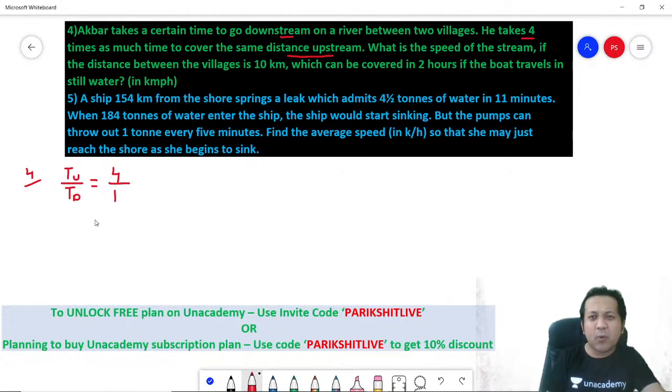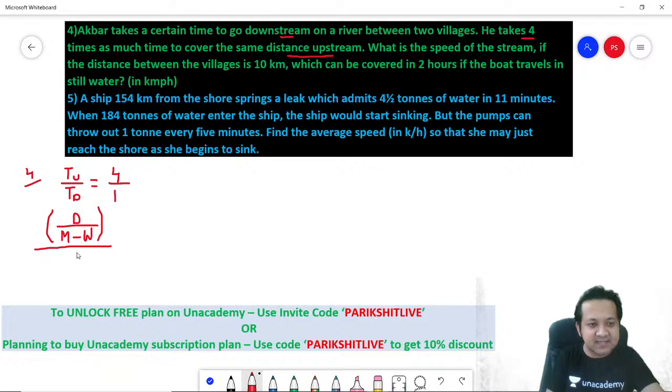Now think about it. What is time? Time is distance divided by the speed. Let the distance between the 2 villages be d. What is the speed? If you are going upstream, you are going against the direction of water. In that case, it will be the speed of the man minus the speed of water. Divided by downstream time. What is the downstream time?